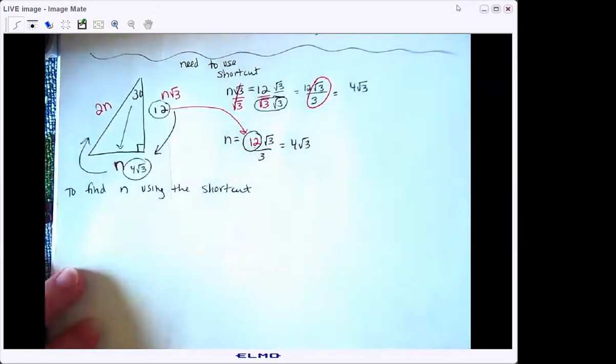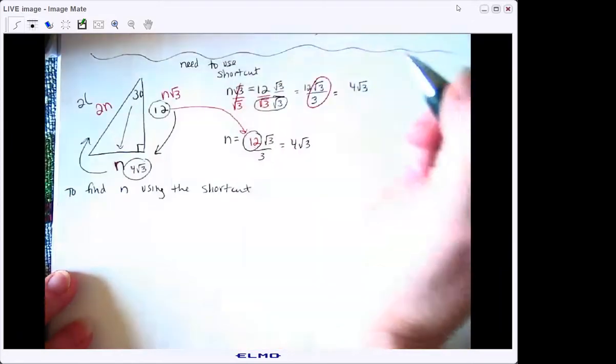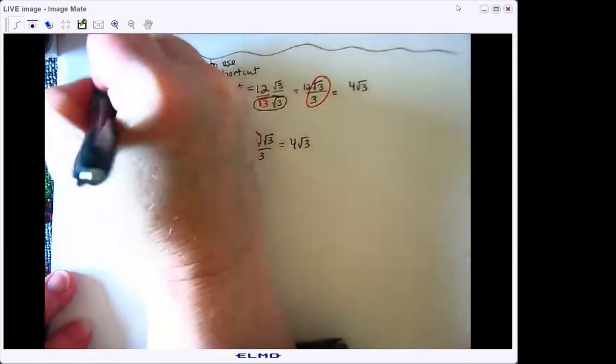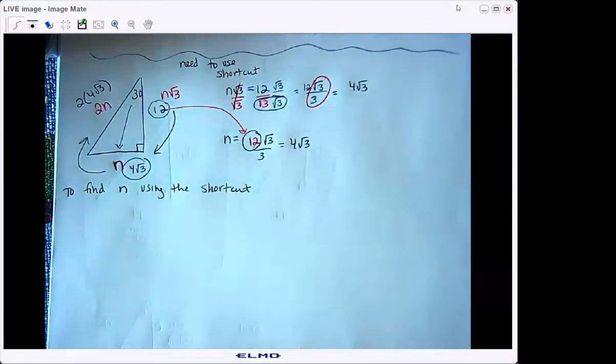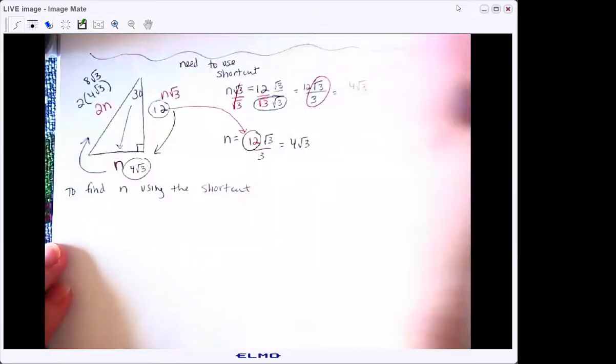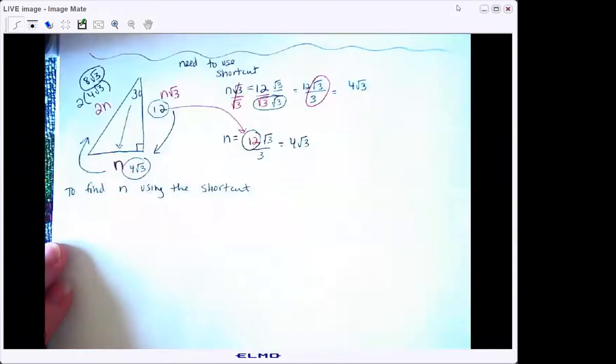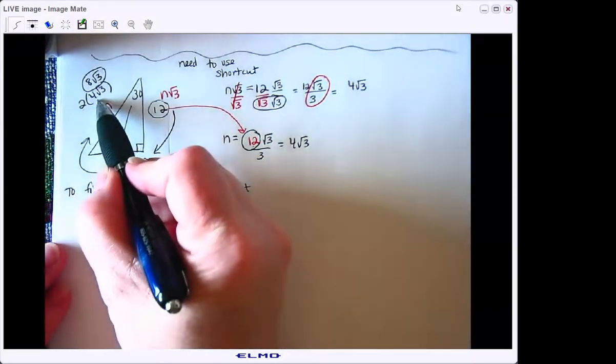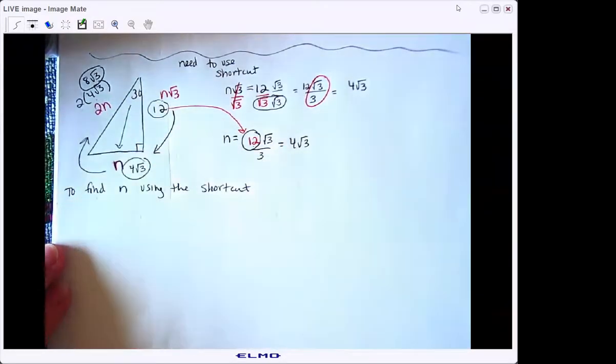And then what do I do to n to get the hypotenuse? Multiply by 2. I'm going to take 2 times my n, which is 4 root 3. And what do we get when I multiply 2 times 4 root 3? 8 root 3. Good. And I like the choral responses. You guys already know that. So we get 8 root 3, because I multiply outside numbers together. So that's where I got the 2 and the 4. We don't multiply it by the 3 because it's an inside number. Good.